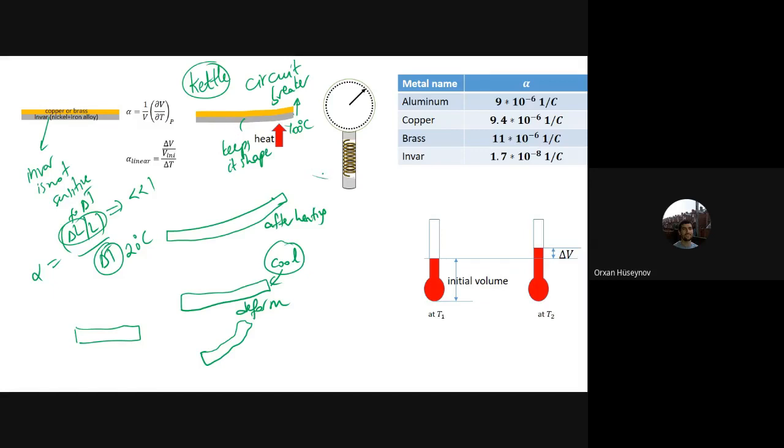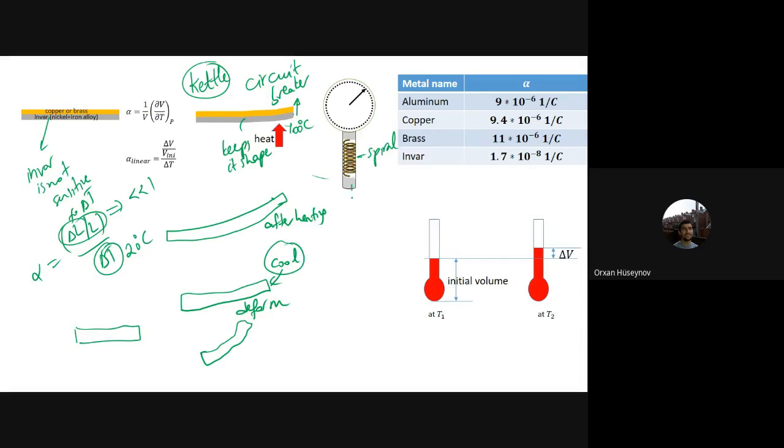But how do we employ it for a temperature measuring device? To employ it for a temperature measuring device, instead of using this one as a plate, we use it as a spiral. When do we use it as a spiral? Again, you have this combination, the copper or brass, on top of nickel iron alloy. Okay, they are on top of each other.